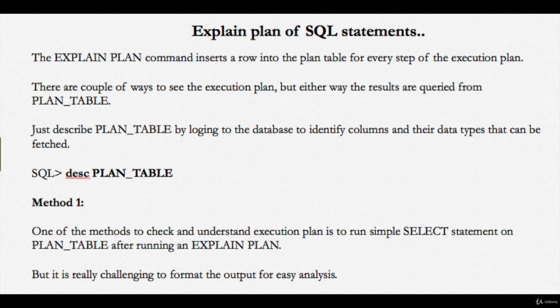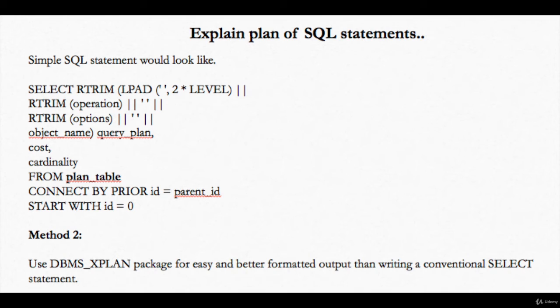Method one, one of the methods to check or understand the execution plan, is to run a select statement on the plan table. So I drafted a query: select rtrim, lpad, and then again rtrim options on the query plan, cost, cardinality from the plan table. And the second method is to use the DBMS_XPLAN package, which is better formatted and easy to use.